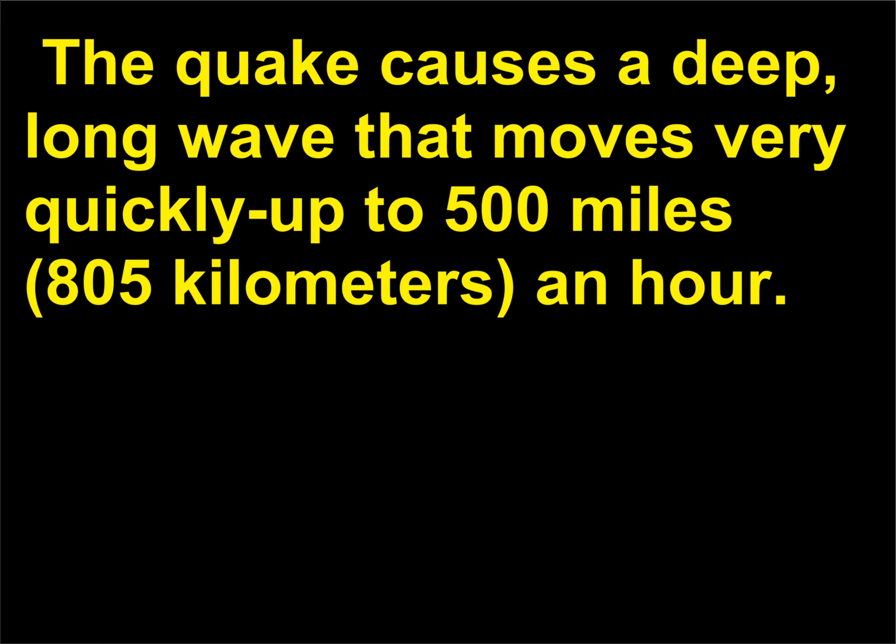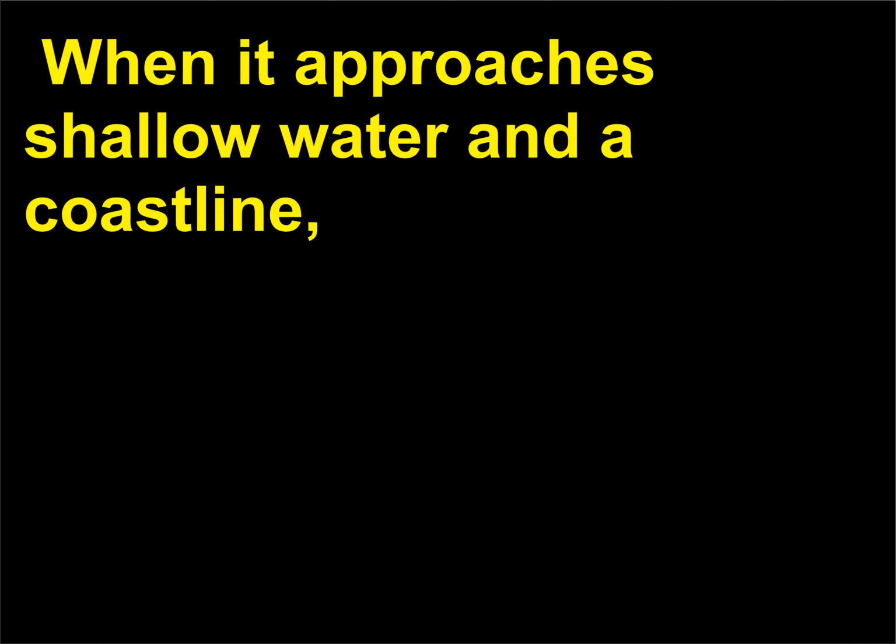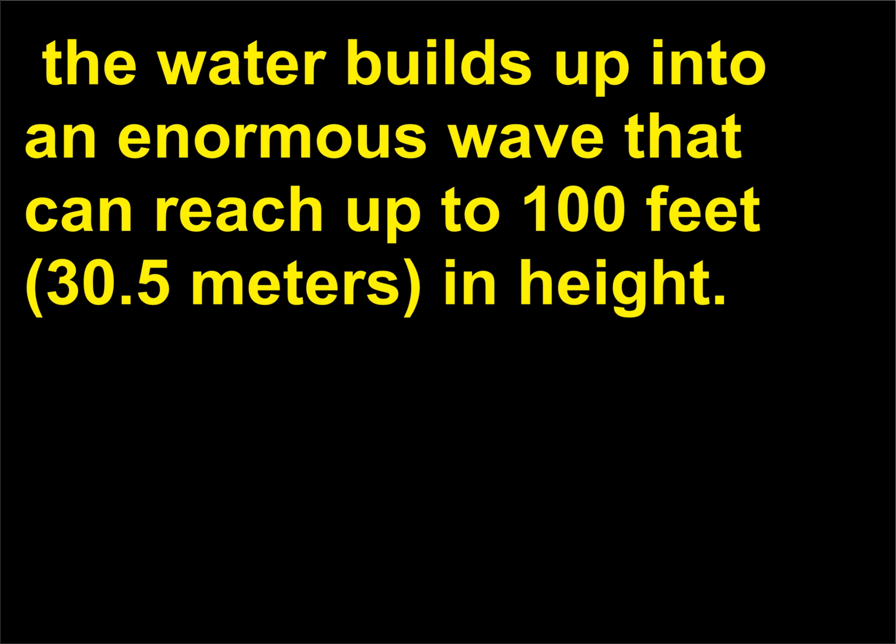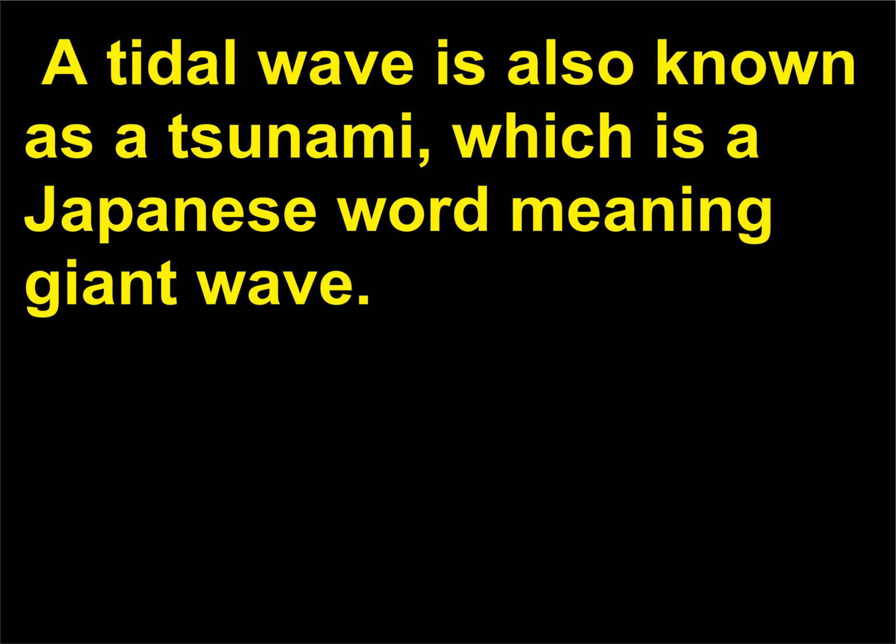The quake causes a deep, long wave that moves very quickly, up to 500 miles, 805 kilometers, an hour. When it approaches shallow water and a coastline, the water builds up into an enormous wave that can reach up to 100 feet, 30.5 meters, in height. When it crashes ashore, it destroys everything in its path. A tidal wave is also known as a tsunami, which is a Japanese word meaning giant wave.